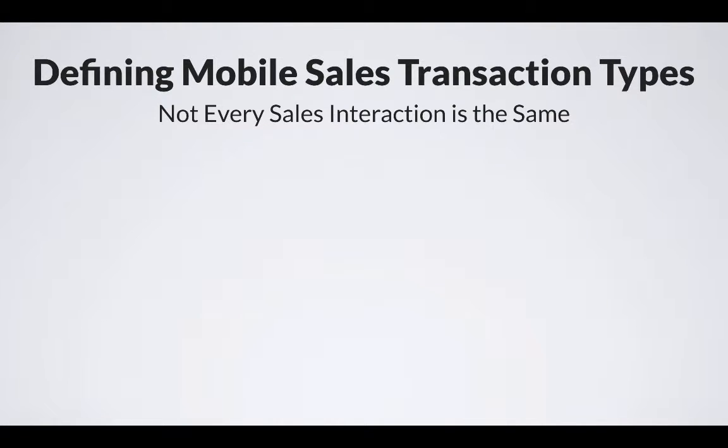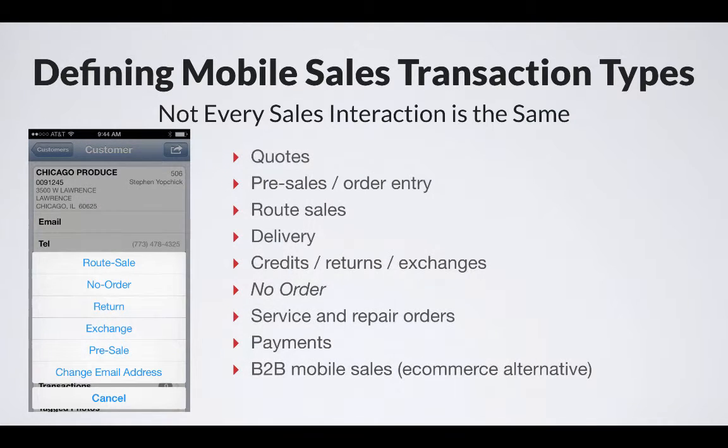Another thing that you need to be aware of in selecting an application is that not every company has the same needs in terms of what transactions they need to automate. So, some companies do quotes, pre-sales, order entry, route selling, delivery orders, credits, returns, exchanges, maybe transfers between vehicles. Maybe you want to track no order.